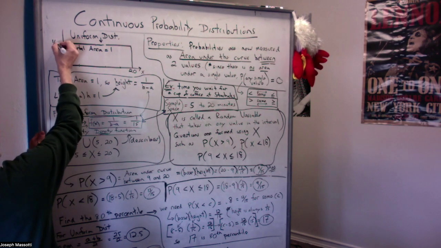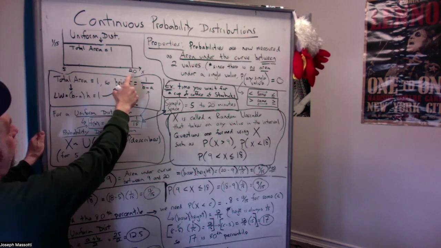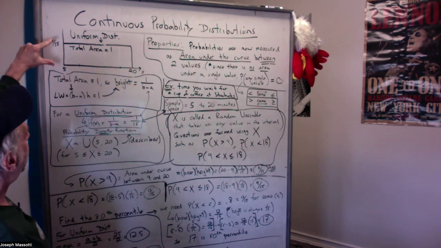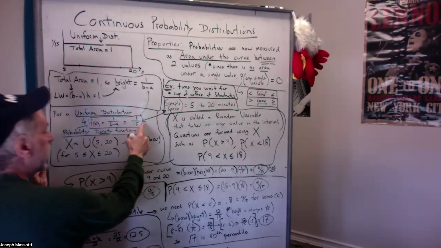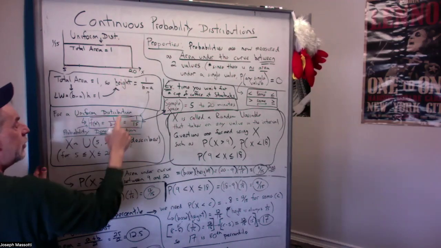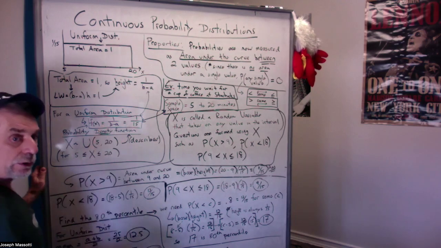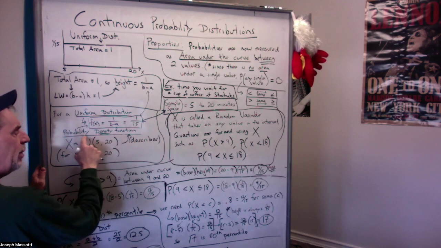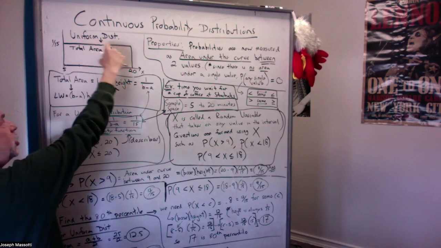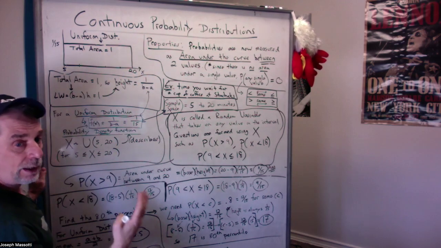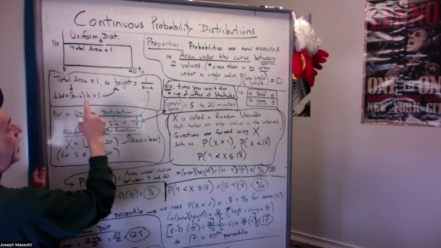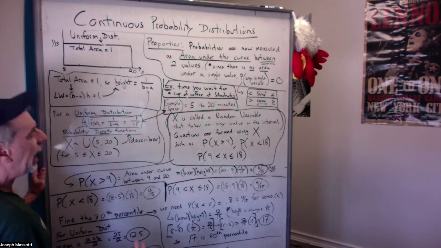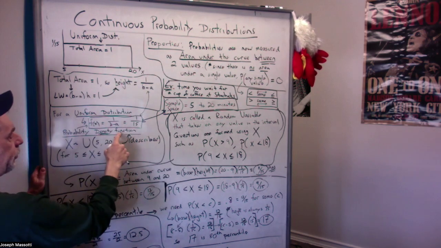So 1 over 15 is the height, 20 and 5 are the endpoints. Length times height is going to give us the area of 1. We call the curve itself, if we were to put this into our calculator and draw it, the probability density function. The probability density function is the shape of the curve. Again, it's not always going to be a straight line, but it's the shape of the curve that's going to give us our area to calculate probabilities.